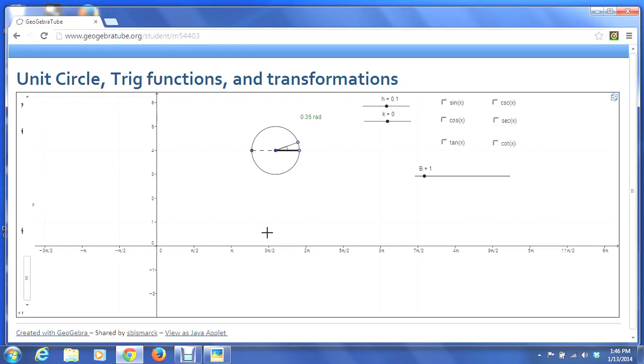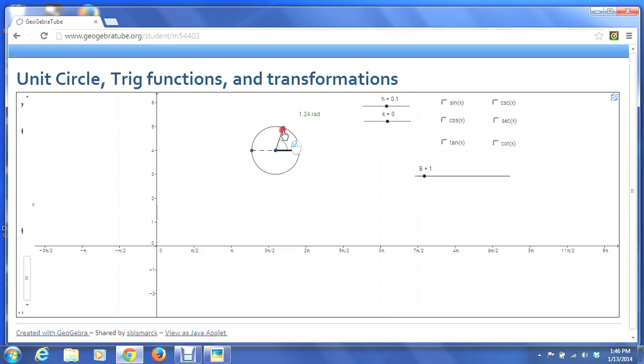So in this video, we're going to talk about graphing some of the trig functions that we talked about in the last video. This is an applet that's available for free online, and I'll post this link in our page as well. Notice we're going to start by talking about this unit circle right here in the center. This is the same unit circle that we were looking at before.